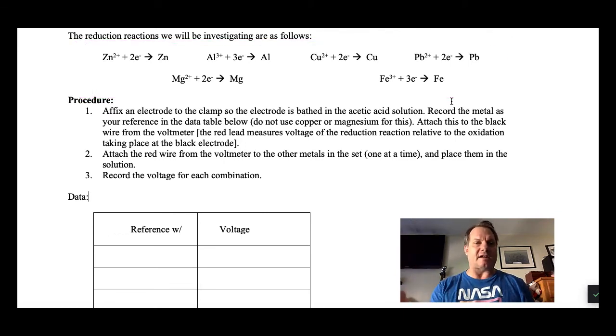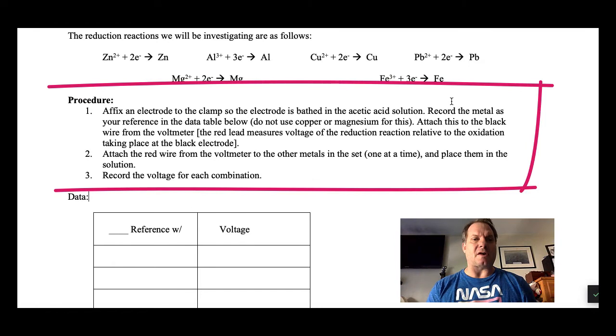Let's take a look at this procedure here. It says we're going to affix an electrode to a clamp so the electrode is bathed in acetic acid solution. That's vinegar, by the way. We were actually supposed to measure the concentration of that vinegar because it's my homemade vinegar. Our acid-base lab was going to figure out the percentage of that, but vinegar is a 5% acetic acid solution. We're going to record the metal as a reference in the data table below. We're not going to use copper and magnesium, and I'll explain why in a bit.